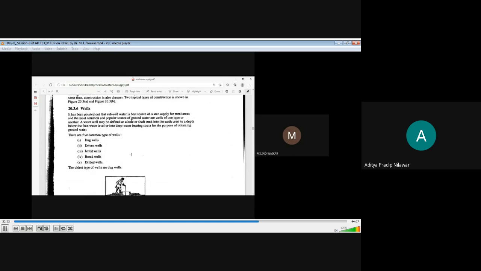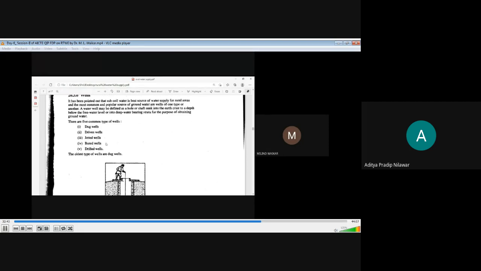The next source, a very popular source, is well. It has been already pointed out that subsoil water is the best source of water supply for rural areas, and the most common and popular source of groundwater. Wells are preferred. We can have around 5 common types of wells: dug wells, driven wells, jetted wells, bore wells, and drilled wells. Out of these, dug wells and bore wells are known to most of us.